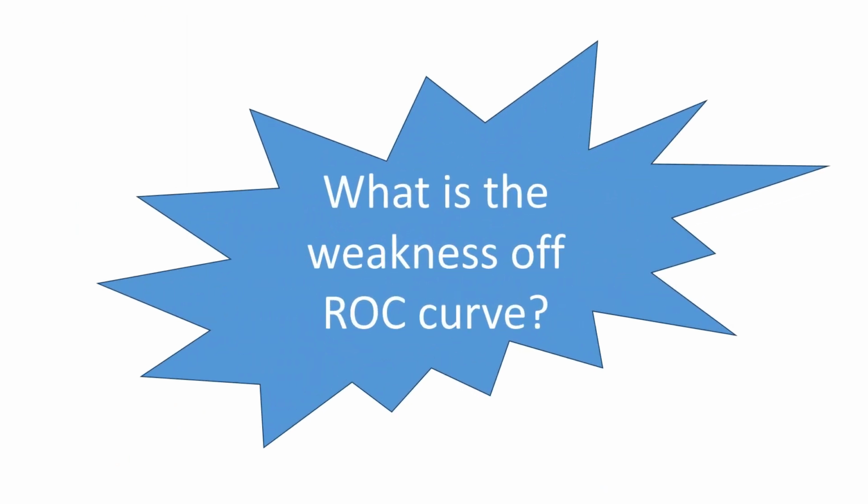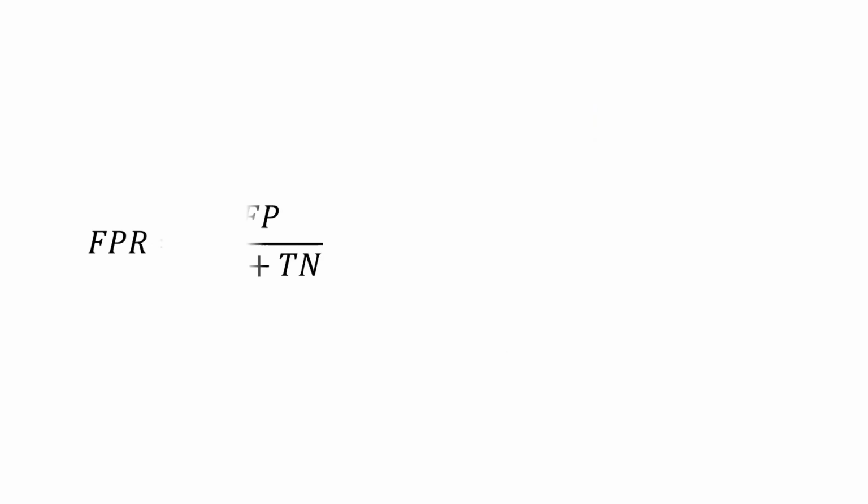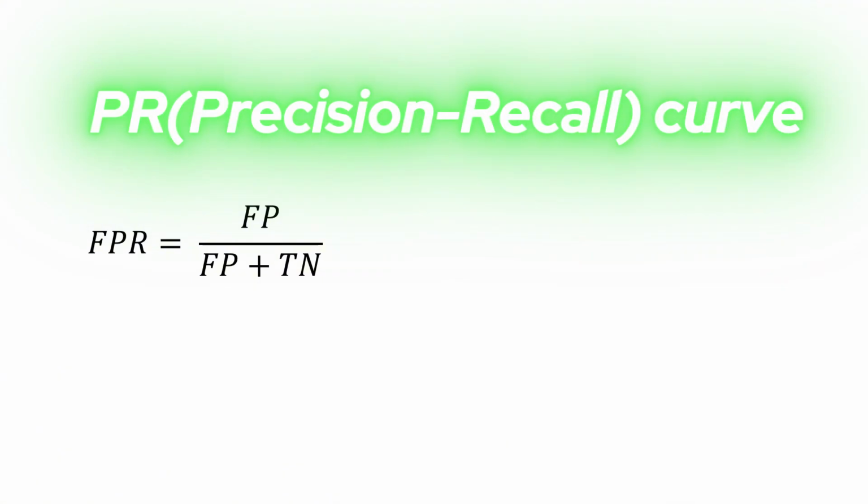Now the question is, what is the weakness of the ROC curve? In highly imbalanced datasets, the number of true negatives is usually very large. Because of that, even if the model produces a considerable number of false positives, the denominator remains dominated by TN. As a result, the FPR can still appear small. This means a model might achieve a strong-looking ROC curve while actually generating many false positives. This is where the PR curve becomes important.